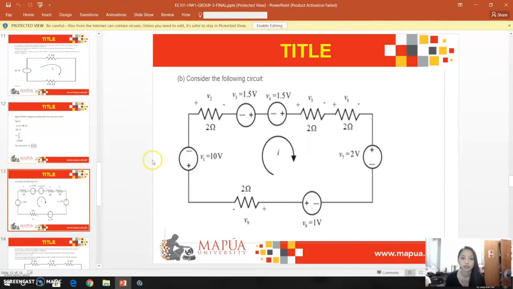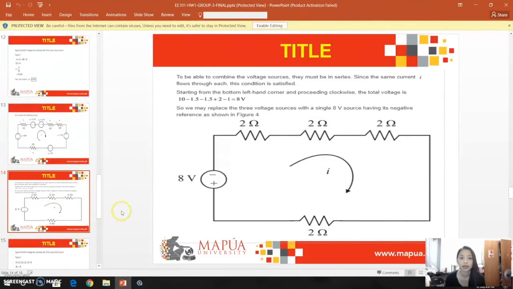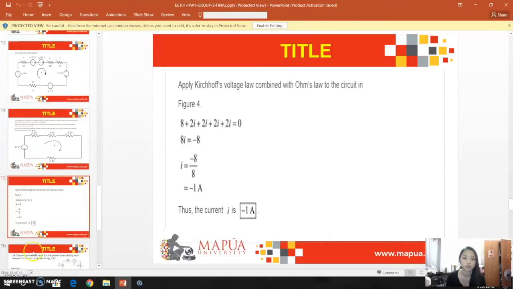In part B, consider the following circuit. To be able to combine the voltage sources, they must be in series. Since the same current I flows through each, this condition is satisfied. Starting from the bottom left-hand corner and proceeding clockwise, the total voltage is 10 minus 1.5 minus 1.5 plus 2 minus 1, which is equal to 8 volts.